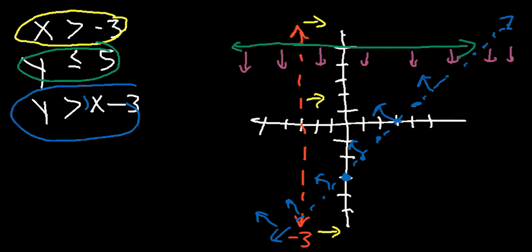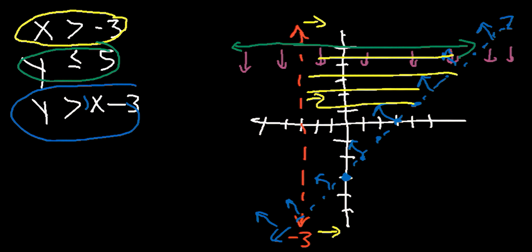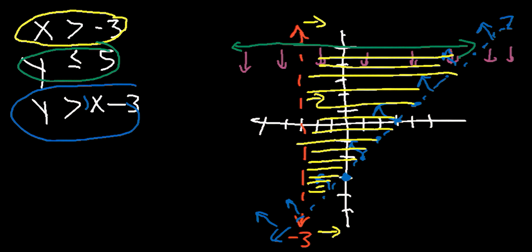So we need to choose the region in which all arrows are located. If you notice, it's true within this triangle. So this is the region that we shade, because all three equations are true in that region. And that's how you do it.